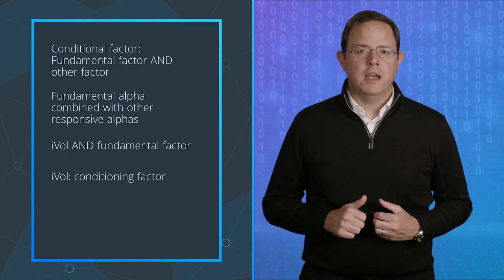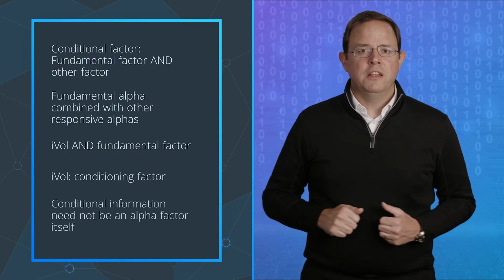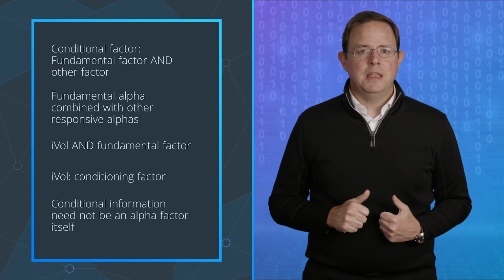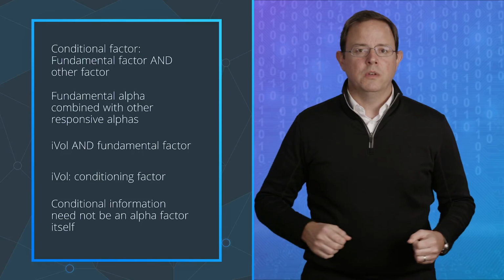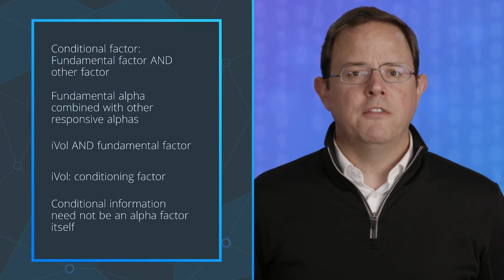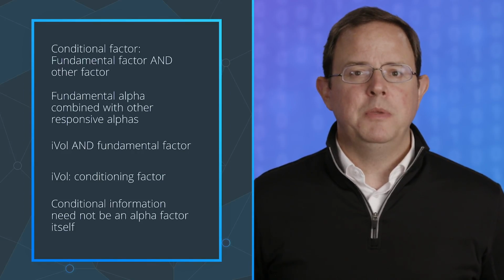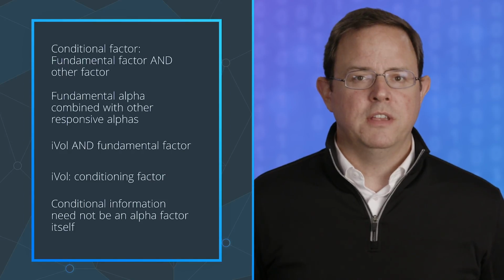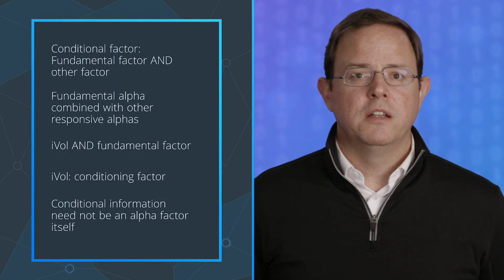This is an important idea. The conditional information doesn't need to be an alpha factor on its own. The conditioning IVol factor can potentially be used to enhance the signal of any other factor. Perhaps you can try this out in your own work.